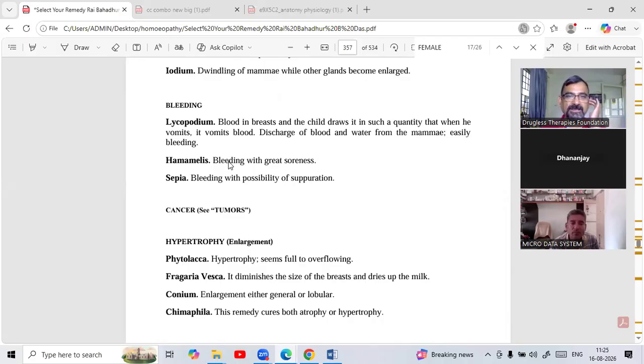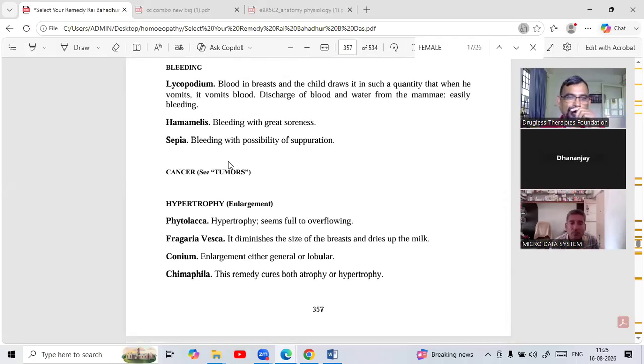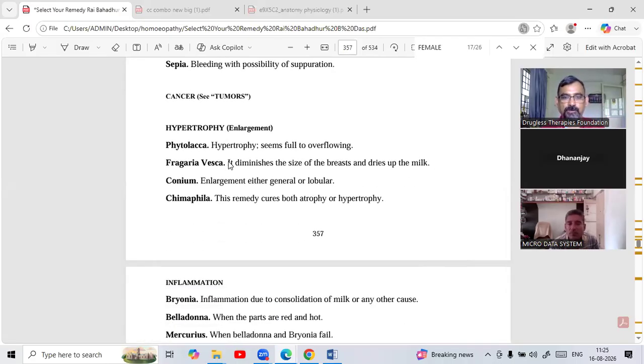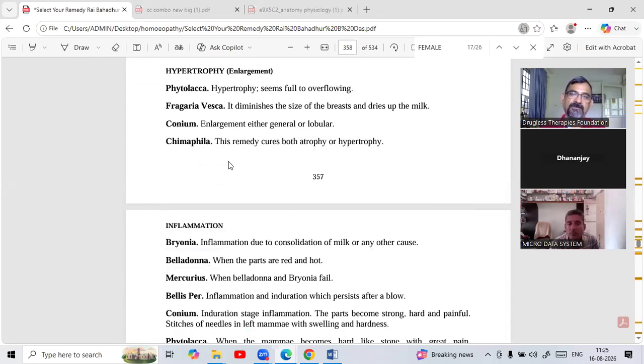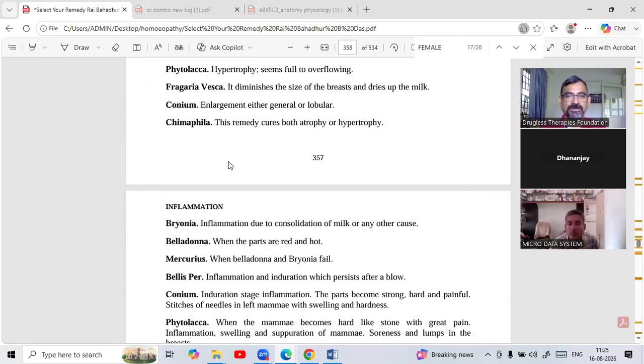Whenever there is bleeding, you think about the other possibilities also. Don't keep everything with yourself only. Send them to a qualified doctor. Send them to the gynecologist who can support you.